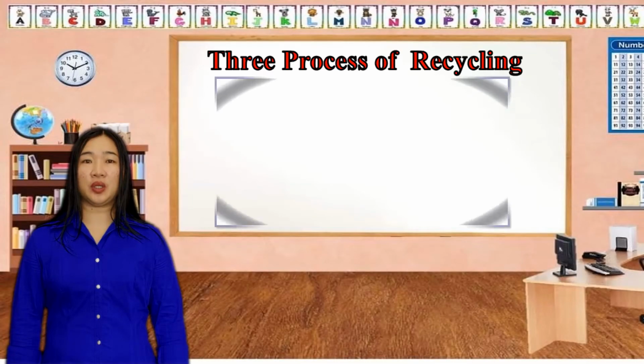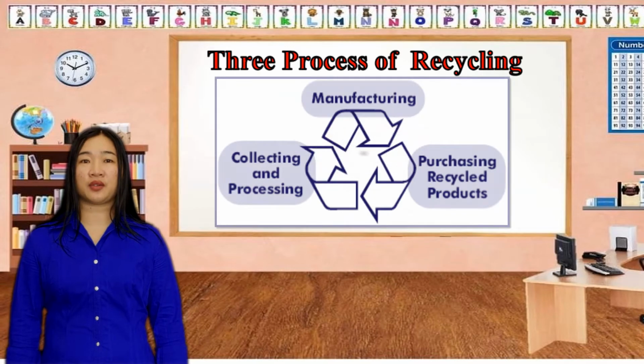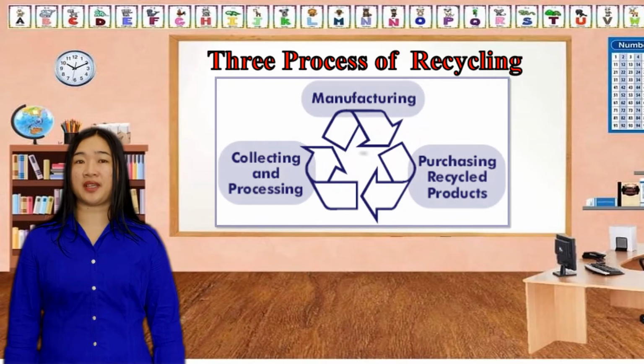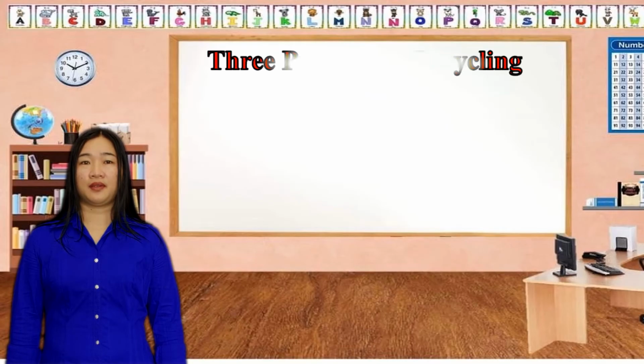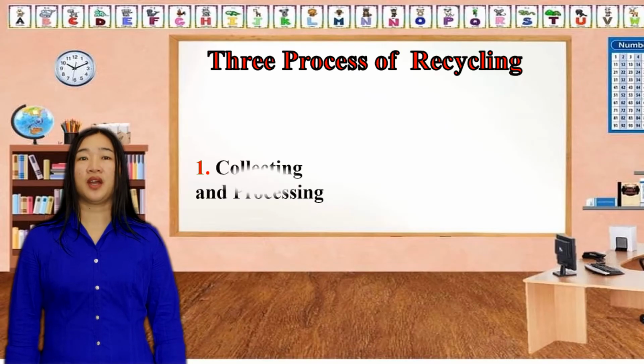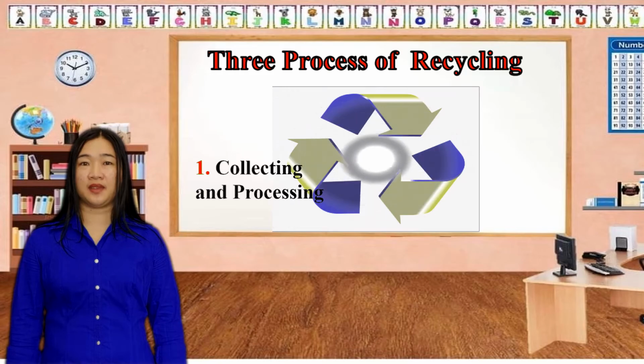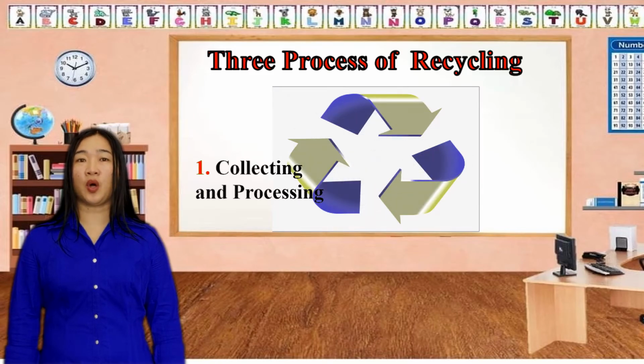Recycling process includes 3 steps that create a continuous loop represented by the familiar recycling symbol. What do you think is the first step? Very good. Collecting and processing. In the first step, the old products are collected and processed where they are sorted, cleaned, and made ready for recycling or manufacturing new products.